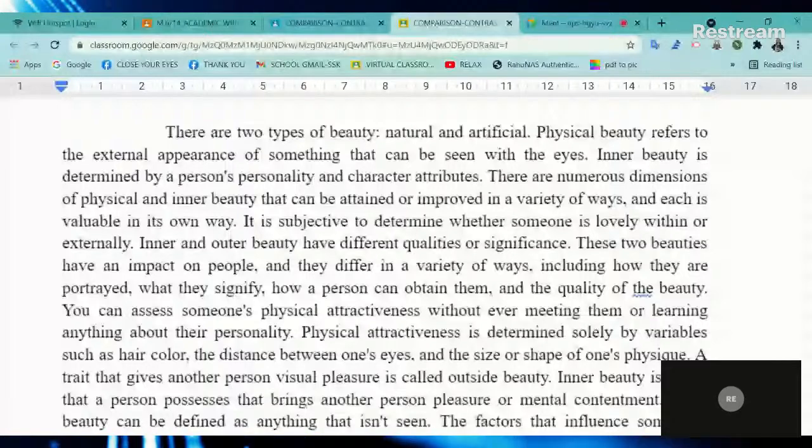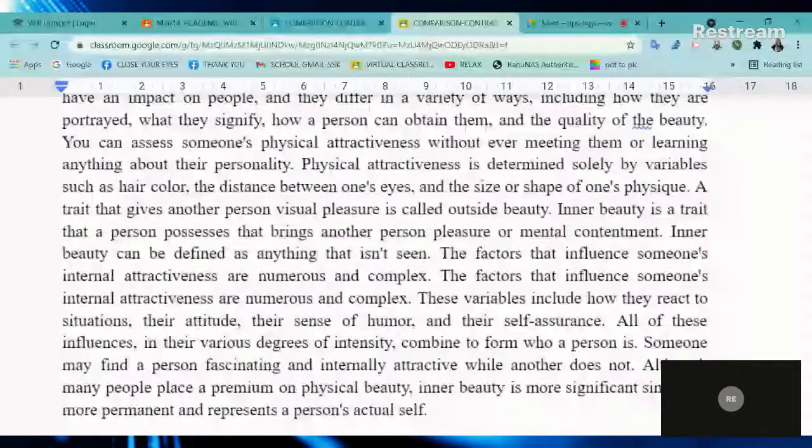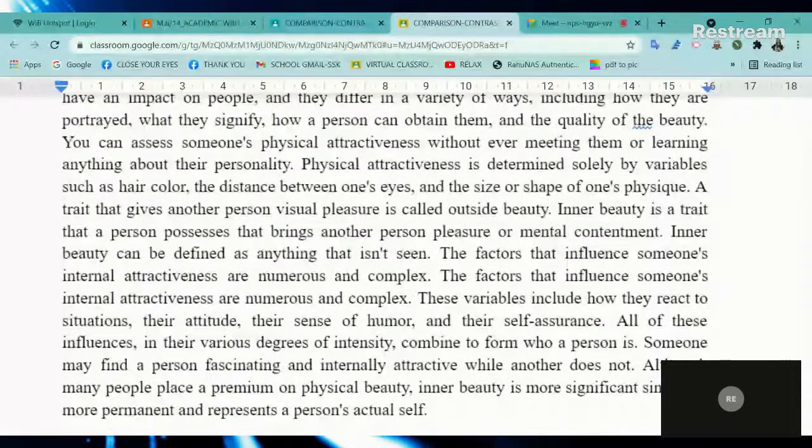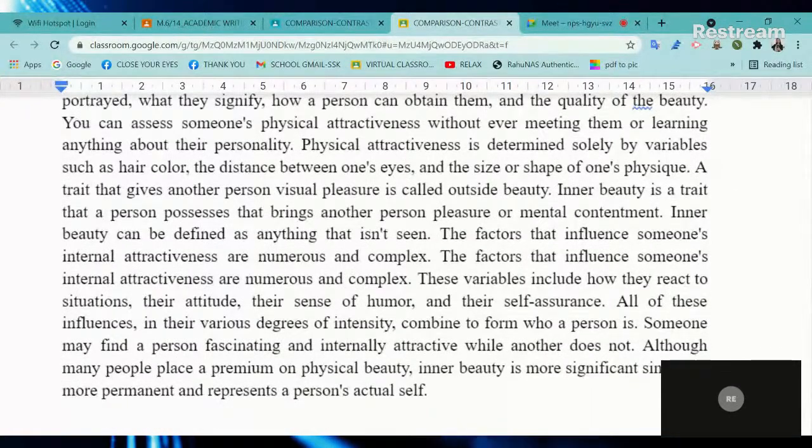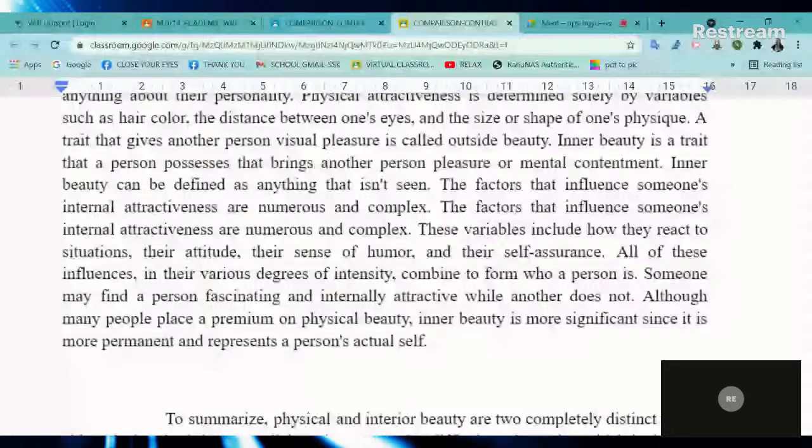features. A trait that gives another person visual pleasure is called outside beauty. Inner beauty is a trait that a person possesses that brings another person contentment. Inner beauty can be defined as anything that isn't seen. The factors that influence someone's inner beauty are numerous and compact. These variables include how they react to situations, their attitude, their sense of humor, and their self-assurance. Each of these influences differs in intensity, combined to form who a person is.